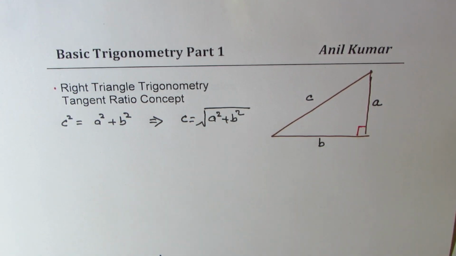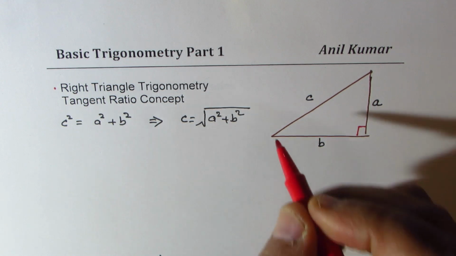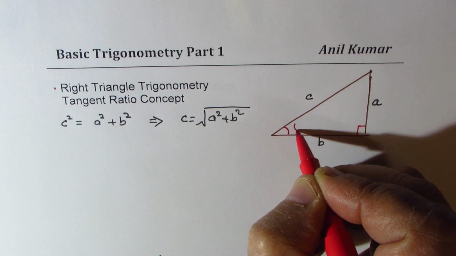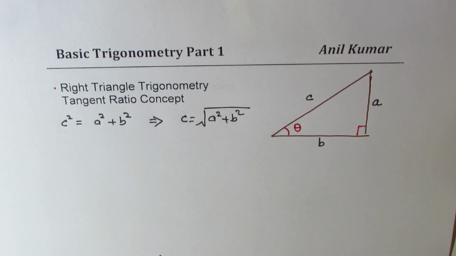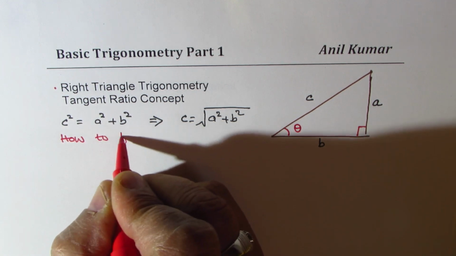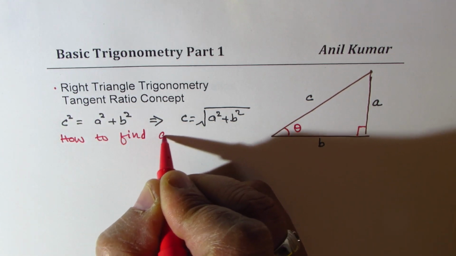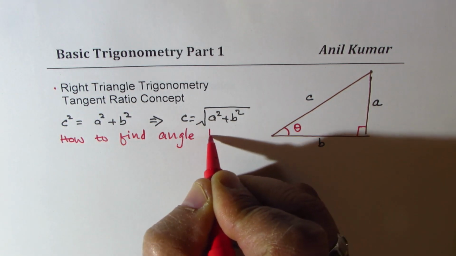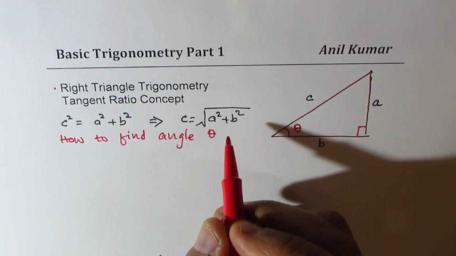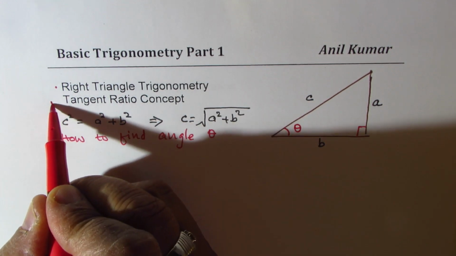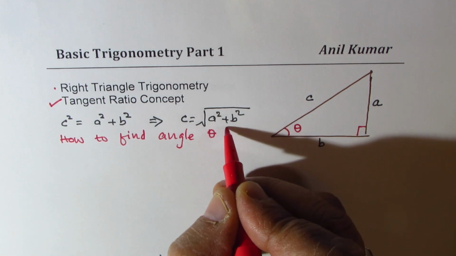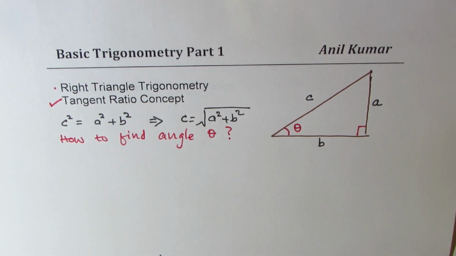Now the question is, how do we find the angles? We know that is 90 degrees, but how do we find this angle theta? Now that's a big question. How to find angle theta? All right, so that results into what we'll talk about, the tangent ratios concept. So that is the question which is being addressed now.